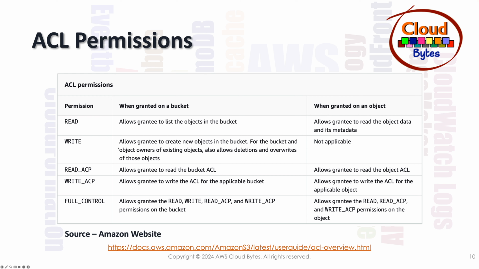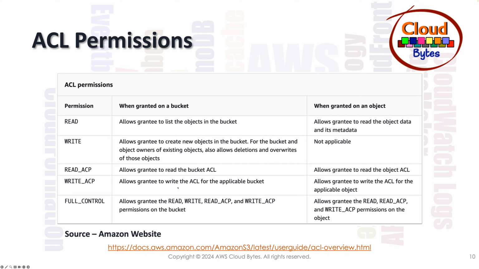If it is a write, it is at a bucket level. If it is a read, it is getting the list of the buckets as well as the data and metadata of objects within that bucket. Read ACP allows you to read the bucket ACL. And if you apply it at the object, it will allow you to read the object ACL. We'll look into some details around this, but there is a link from where I have picked this, and this is from the Amazon website itself.